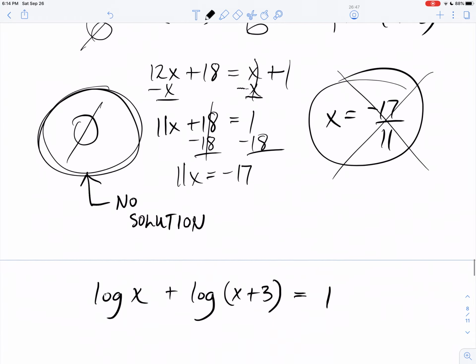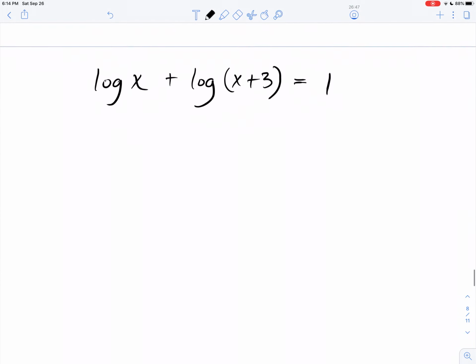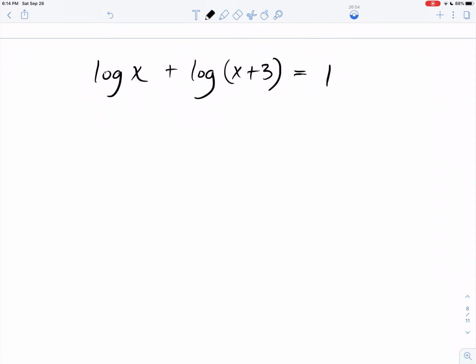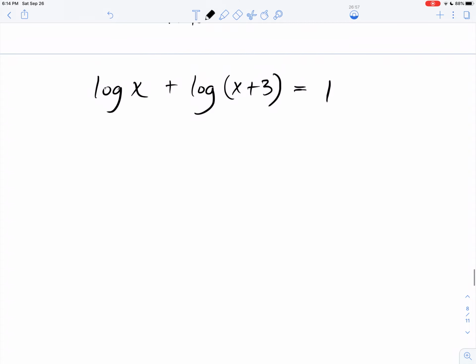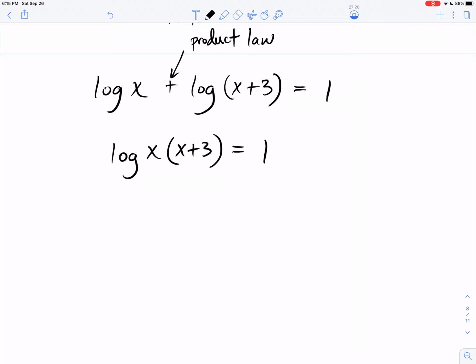Now, let's take a look at this guy. And you might say, well, okay, I have a log statement plus another log statement. So if I'm adding 2 logs, we called this one the product law. Remember, there were 3 laws: the power, the product, and the quotient. So when it's a product, we can rewrite it so it says this one times this one. So did I get it to look like single log form? Yes, I did.